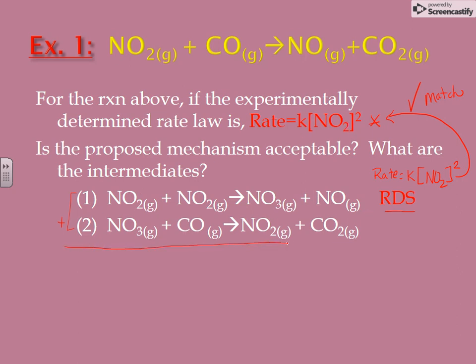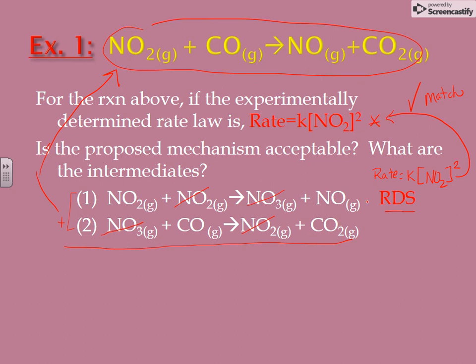The second criteria is when you check to see if these two elementary steps add together to give you this overall reaction that we see up here. So that's the next step to see if it's in agreement with it. So let's cancel out any intermediates. Notice that the NO3 here is a product and here it's a reactant, so it cancels out. Also notice that we have an NO2 as a reactant here, and it cancels with the NO2 that's a product here. Those are the only species that cancel.